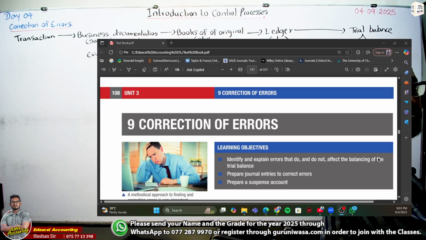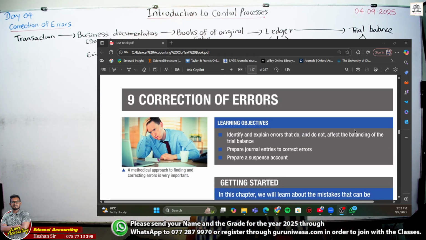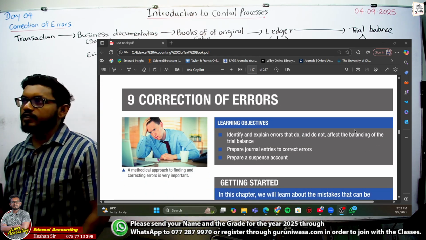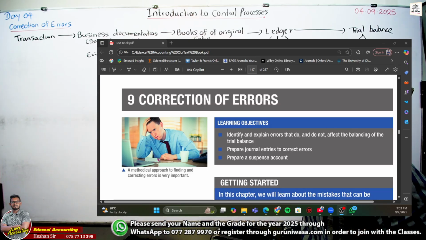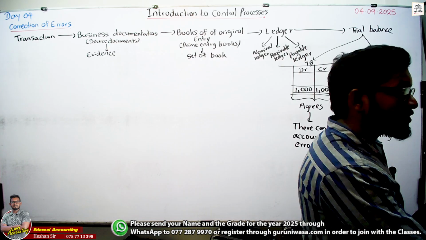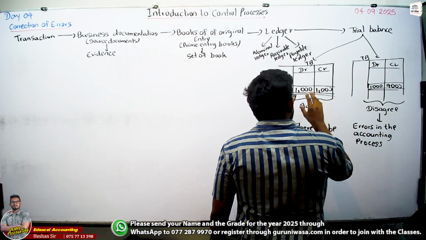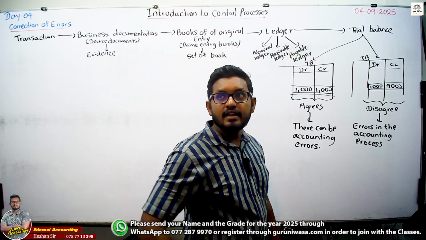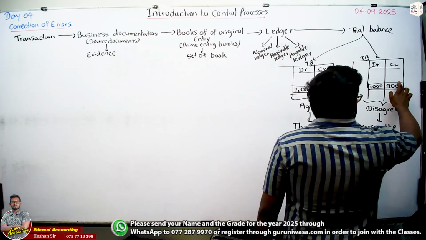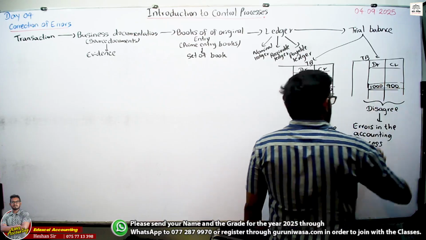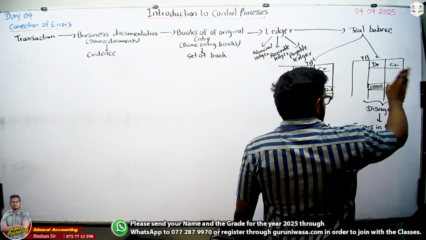Okay, let's see. Go to the book. Learning objectives. Identify and explain errors that do and do not affect the balancing of the trial balance. This is errors that do not affect the agreement of the trial balance, right? This is errors that do affect the agreement of the trial balance. Why? Because of those errors, the trial balance disagrees, debit and credit total, right?